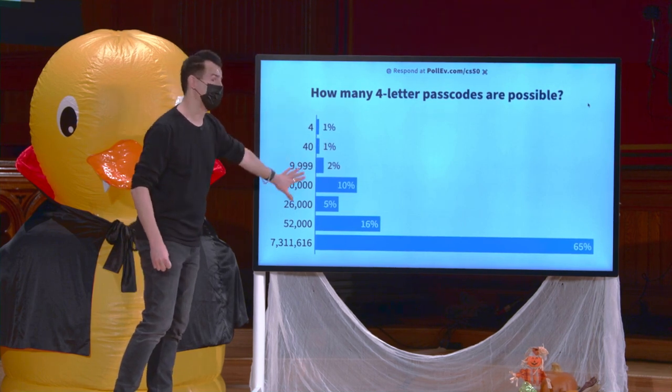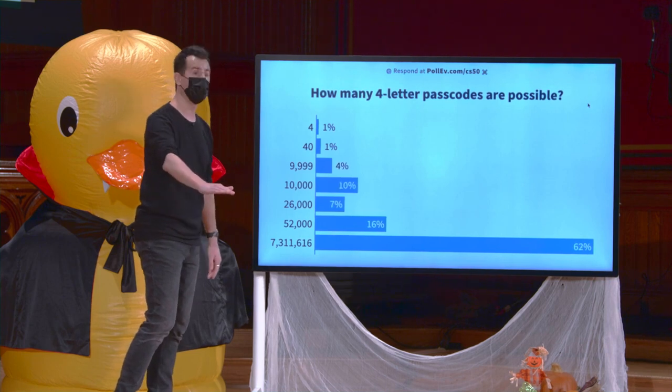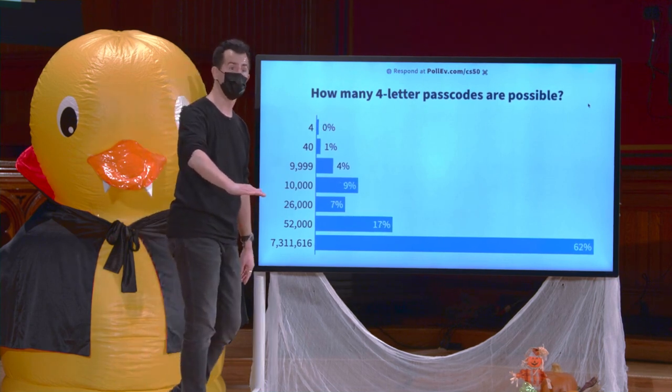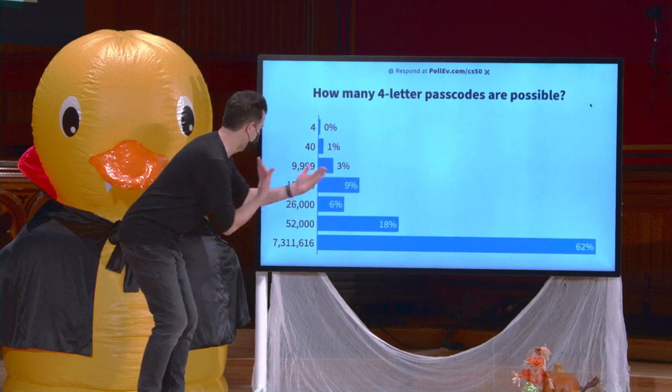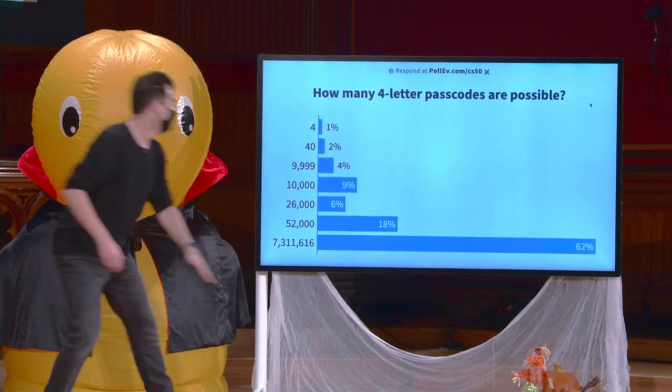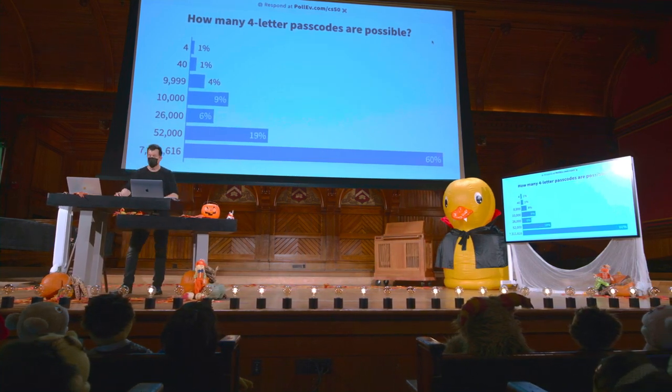Hopefully it's not this low, right? Because we've already set the bar at 10,000 possibilities for numbers alone. Hopefully if we've got English letters, A through Z, we can at least do better than 10,000. So I think we'll start to see maybe some of these bars change a little bit. But we've got 60% of you proposing 7 million. Well, let's go to the math.